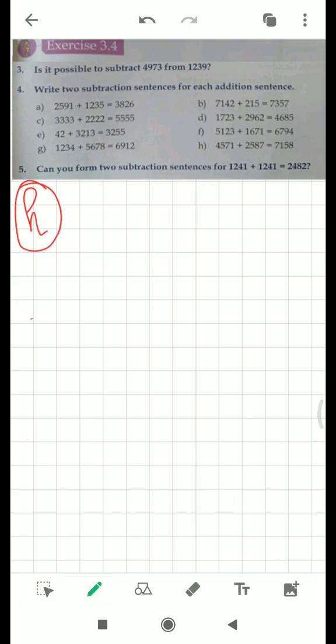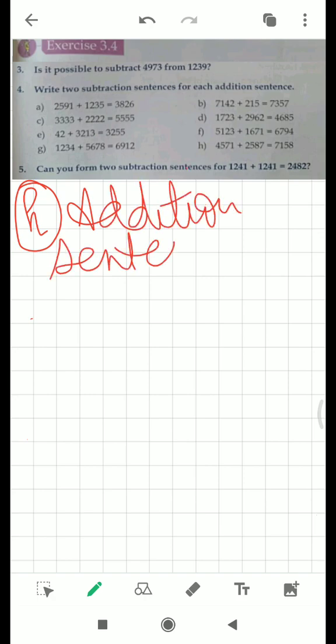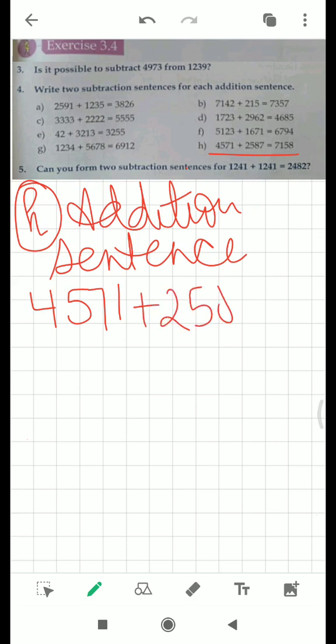H part, addition sentence. 5100, sorry, it's this one, 4571 plus 2587 equals to 7158.